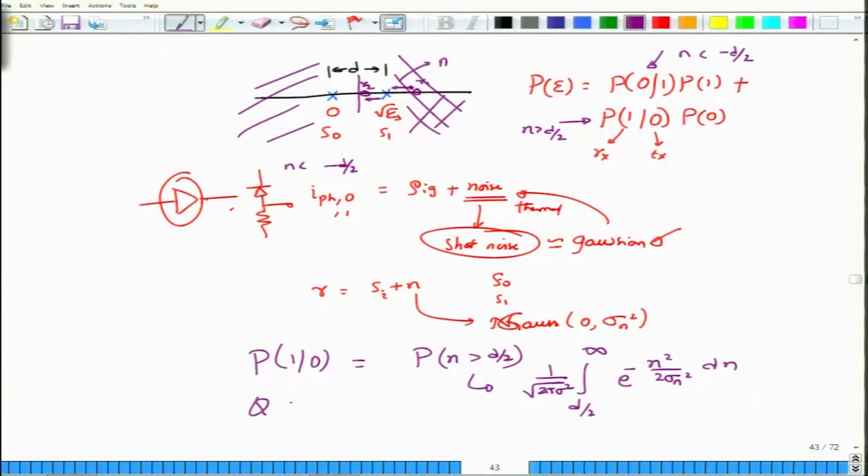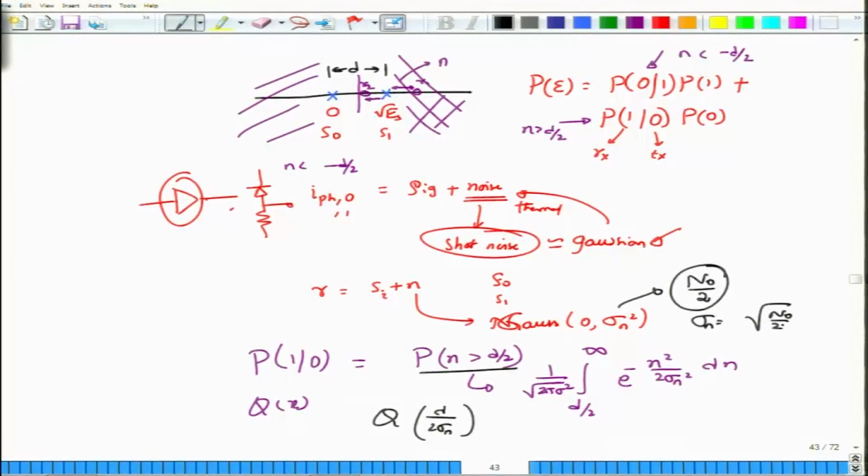And in terms of your Q of x function that we already have seen in the previous modules, you can actually rewrite this probability of n being greater than d by 2 as Q of d by 2 sigma n. Okay. Now, if you take this noise variance to be some N0 by 2, that is sigma n square equals N0 by 2, where N0 by 2 is the power spectral density of the noise, then sigma n will be equal to square root of N0 by 2. So, I can actually rewrite this one as Q of d divided by square root of 2 N0.